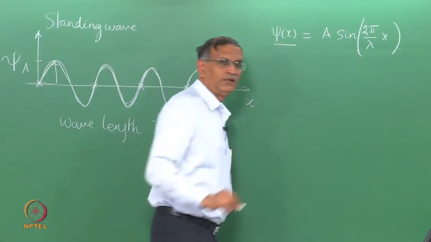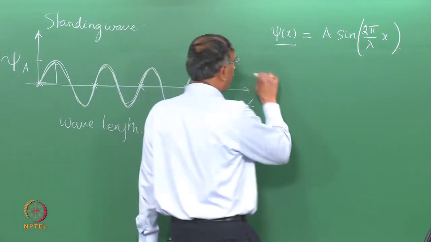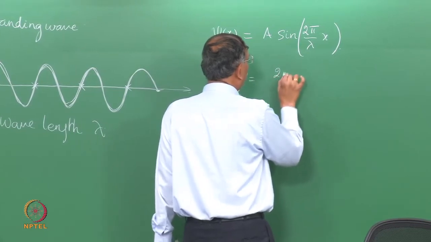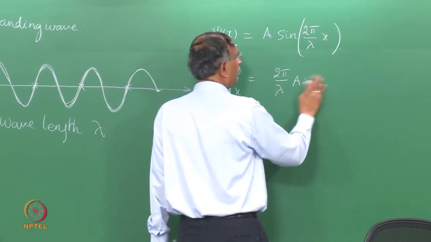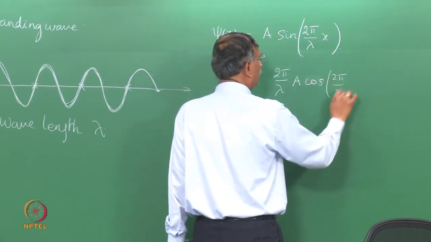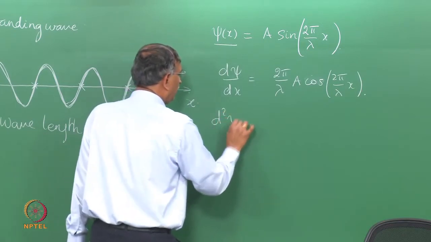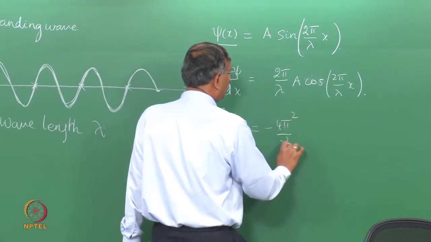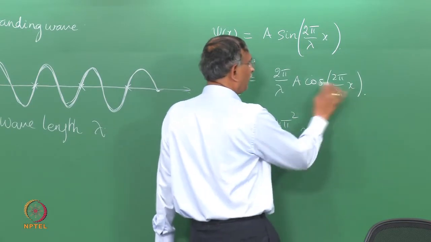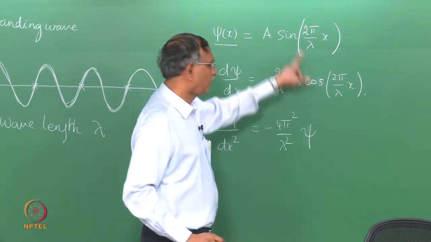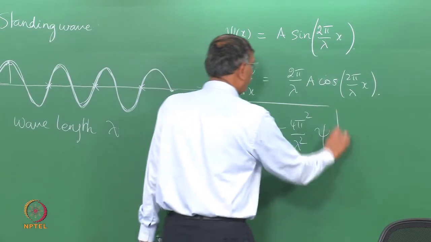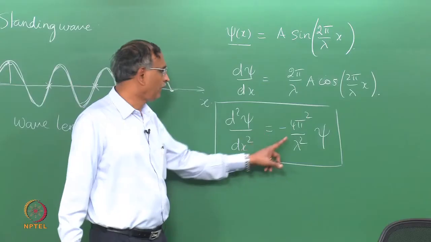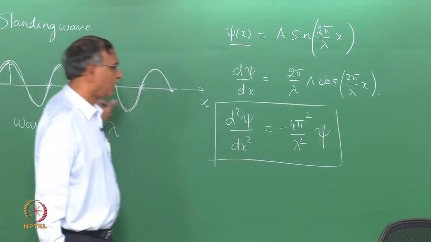Now, this quantity psi, when you differentiate twice, it satisfies the derivative equation. Let us do that for the first derivative d psi by dx as 2 pi by lambda times A cos 2 pi by lambda x, and the second derivative d square psi by dx square is equal to minus 4 pi square by lambda square psi of x, because this will become sine 2 pi by lambda of x, and that is the same thing as psi of x. Therefore, you see that the standing wave satisfies the differential equation d square psi by dx square, where psi is the amplitude of the wave with lambda, the wavelength associated with that.